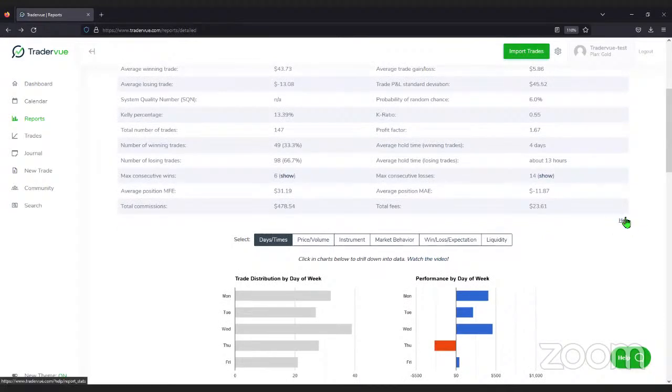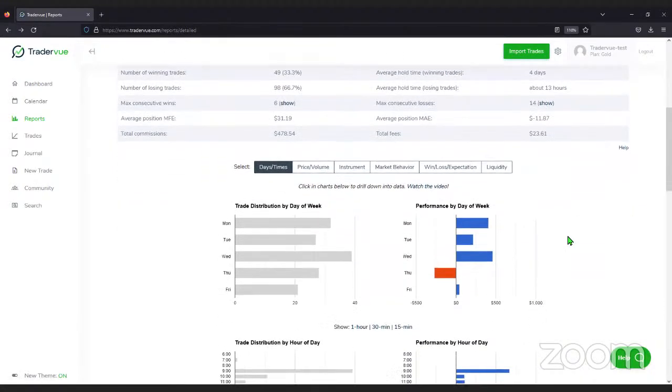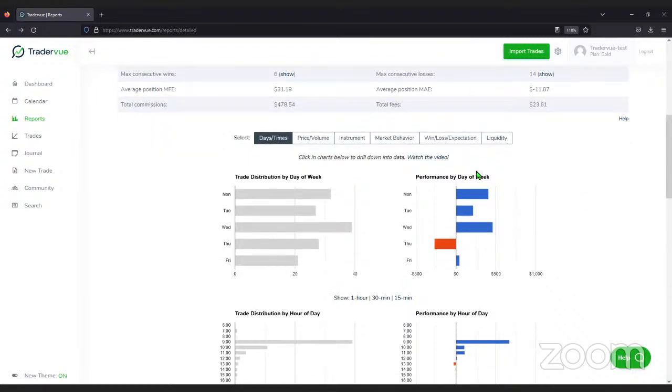And again, the help section is here. But if we scroll down, we have what you can call a subsection, if you will. We have date times, price, volume, instrument, market behavior, win-loss expectations, liquidity. For a matter of time, I'm just going to get into the ones that I think are the most important. So take a look at this one, performance by day of the week.